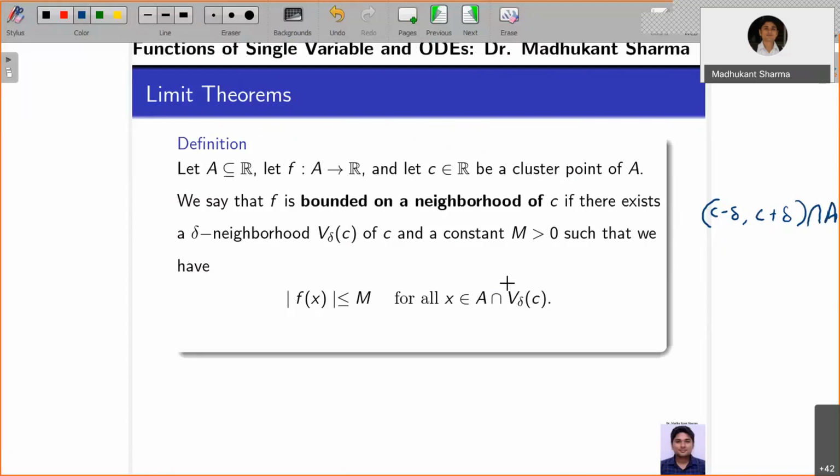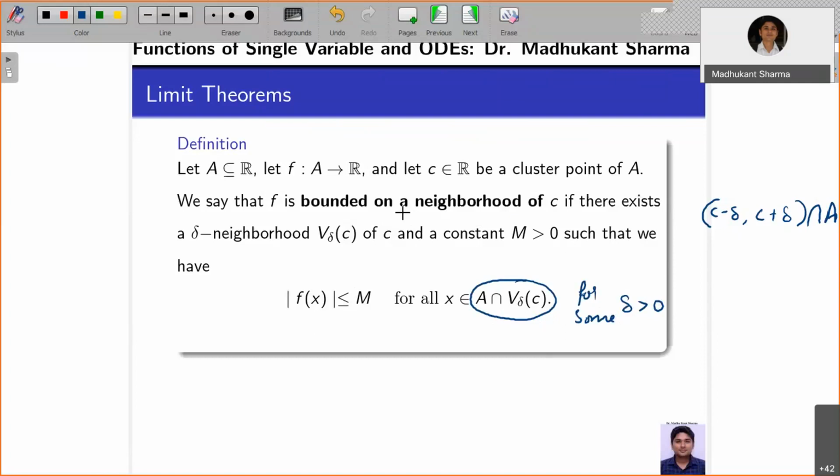So if you are able to identify a positive constant m such that mod f of x is less than or equal to m for every x in this neighborhood of C, then you will say f is bounded on a neighborhood of C. For some delta greater than 0, this should happen. Then you can say that f is bounded on a neighborhood of C.